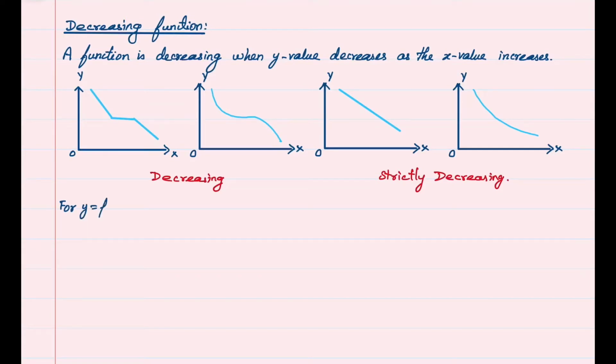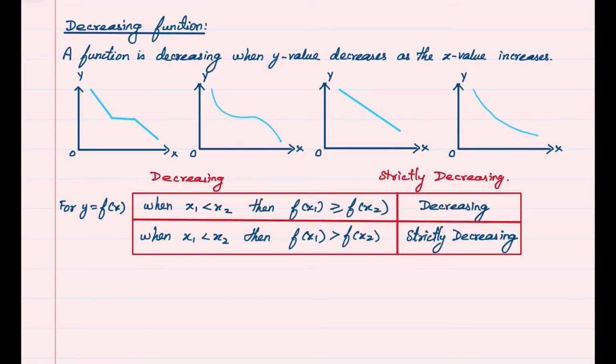For y is equal to f of x, when x1 is less than x2 and f of x1 is greater than or equal to f of x2, we say that the function is a decreasing function. Whereas, when x1 is less than x2 and f of x1 is strictly greater than f of x2, we say that the function is strictly decreasing. Notice the sign here. It should be strictly greater than sign. Now let us see the conditions for decreasing and strictly decreasing functions in terms of their slopes.